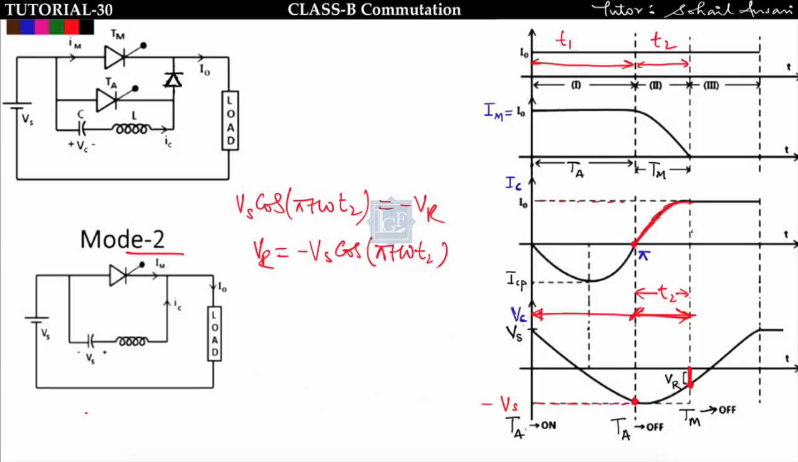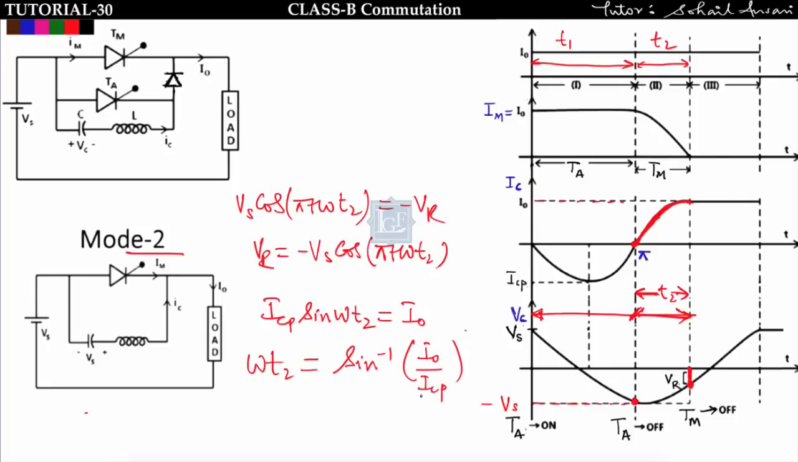Okay. Now, in order to find the time T2, this is the T2, na? So for T2, I can write ICP sine omega T2 is equal to I0. See, the capacitor current increases from 0 to I0 in the range T2. And this capacitor current equation is ICP sine omega T2 is equal to I0 in the range T2. So from this equation, we can find omega T2. Omega T2 will come out to be sine inverse I0 upon ICP, where ICP is the Vs under root C by L that we have discussed in lecture number 6. So T2 will come out to be 1 upon omega, that is under root LC sine inverse I0 upon ICP. We can find T2 from this equation.